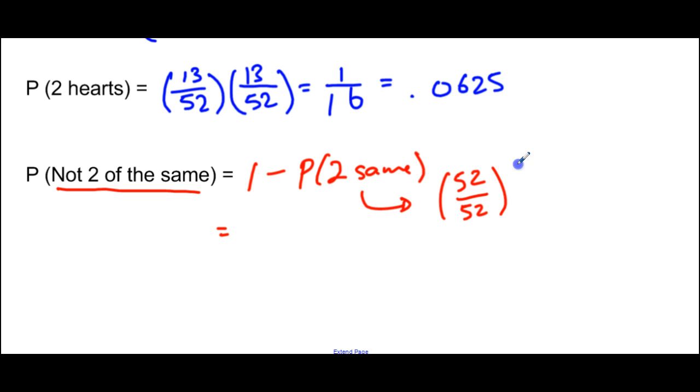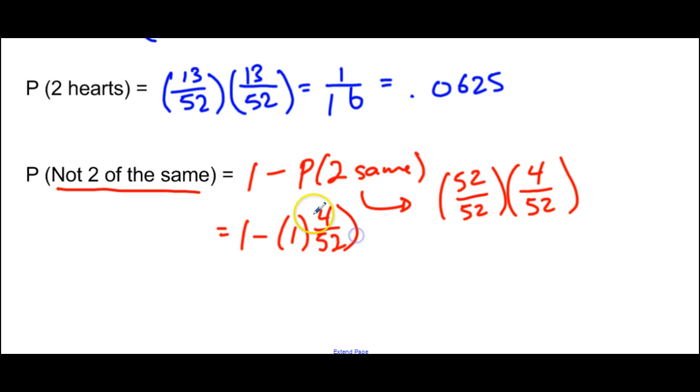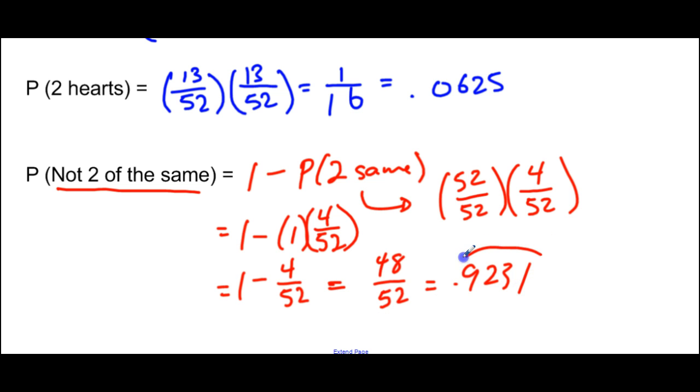You put that card back, you now have a 4 out of 52 chance of picking that exact card, or exact number, let's say 2. So to simplify that, that's 1 minus 1 times 4 out of 52. Simplified even more, it's 1 minus 4 out of 52, which is 48 out of 52, and that's 0.9231.